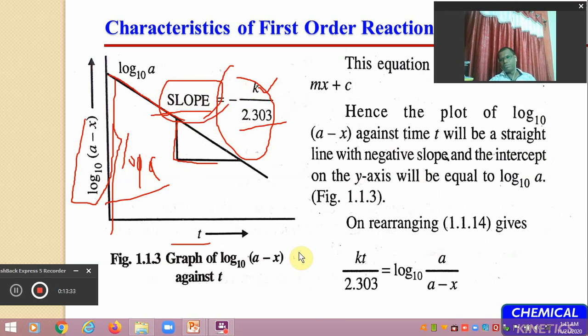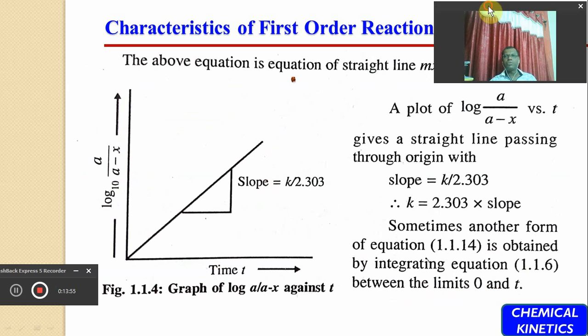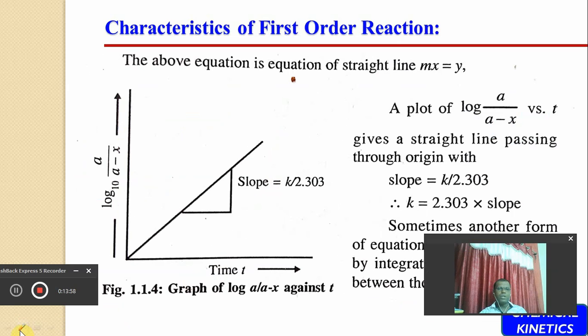Dear friends, again this equation, the equation k is equal to 2.303 upon t log a upon a minus x, can also be rearranged as k into t divided by 2.303 is equal to log to the base 10 of a upon a minus x, after simplification of log a minus log b. So this equation, when compared with the equation of a straight line y is equal to mx, indicates that the plot of log of a upon a minus x versus time gives a straight line passing through the origin with the slope equal to k upon 2.303, without a y-intercept.